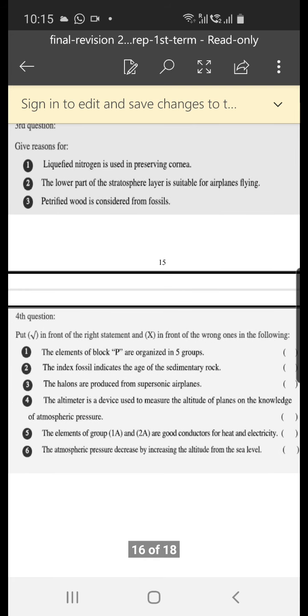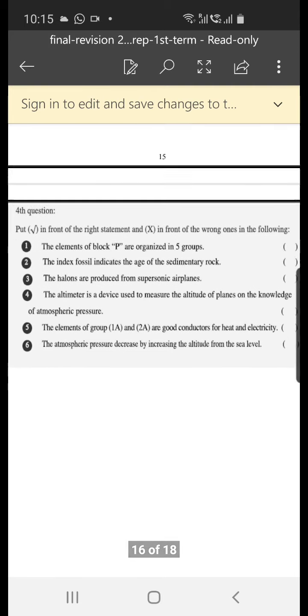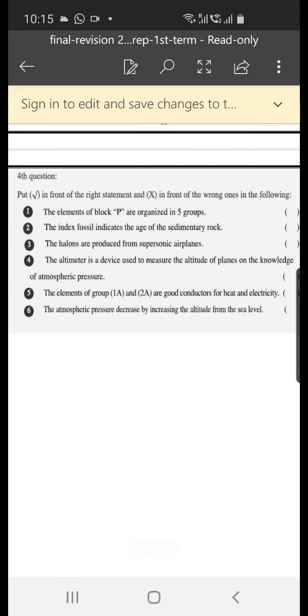Number 3, petrified wood is considered from fossils. The answer is because it is a trace of an old living organism that lived in the past, and the organic material is replaced by silica salts. Number 4, put right or wrong in front of the following statements. Number 1, the elements of block P are organized in 5 groups. The answer is wrong.